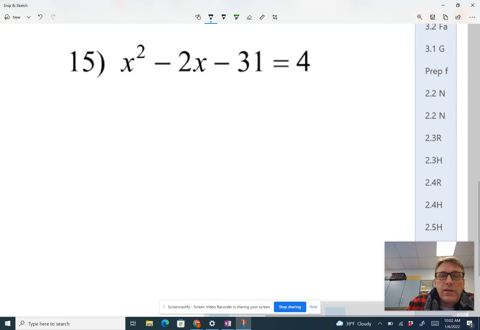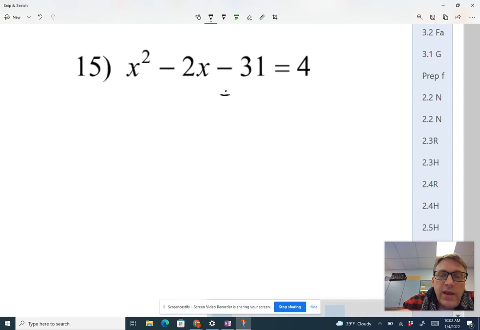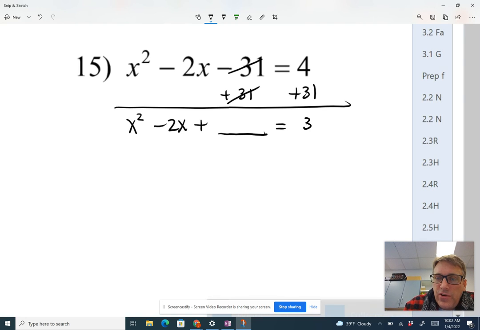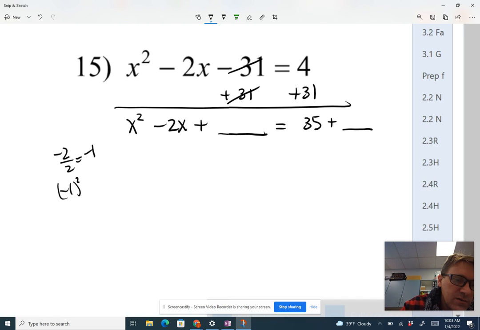All right, and then let's look at 15. And we're going to do the same kind of thing here. We're going to add 31 to both sides, add 31 to clear out. So we've just got x squared minus 2x plus some blank is equal to 35 plus, again, some blank. And then I say negative 2 divided by 2 is negative 1. Negative 1 squared is positive 1. So I'm going to add 1 and add 1 over here as well.